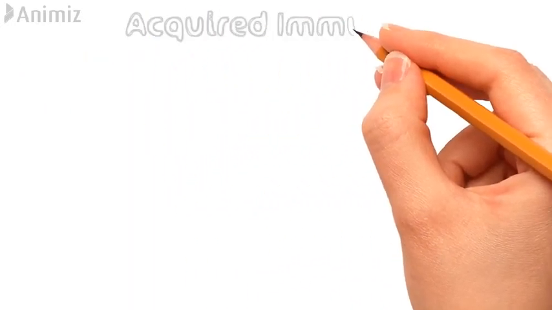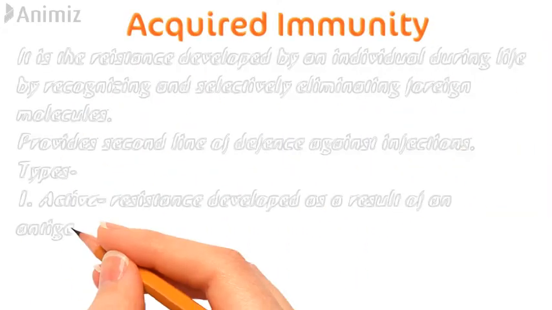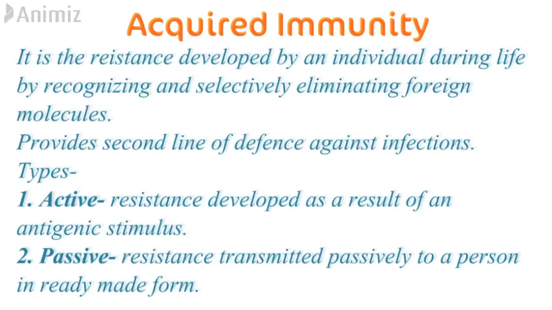The second type of immunity is the acquired immunity, which is the resistance developed by an individual during his life by recognizing and selectively eliminating foreign molecules or microbes. It provides a second line of defense against infections. It is of two types, active and passive. In active acquired immunity, resistance is developed as a result of an antigenic stimulus, and in passive acquired immunity, resistance is transmitted passively to a person in a ready-made form.